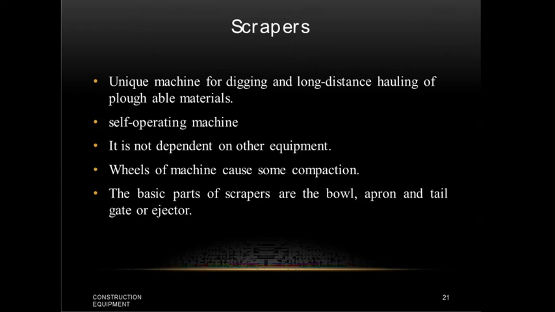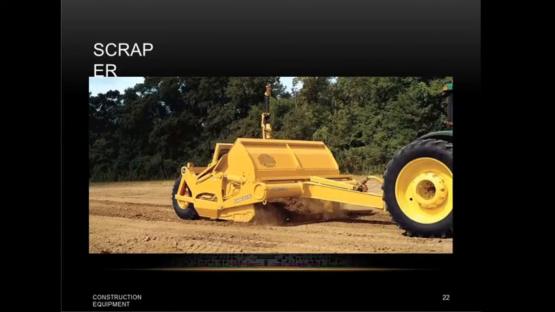So scraper is one of the important and major equipment which is used for excavation and hauling. It is a unique machine for digging and long distance hauling. This scraper is used for digging purposes, and that earth material we can haul over a longer distance. It is a self-operating machine. It is not dependent on other equipment. Wheels of the machine cause some compaction, and the basic parts of scraper are bowl, apron, and tailgate or ejector. Okay, so you can see the image of the scraper.